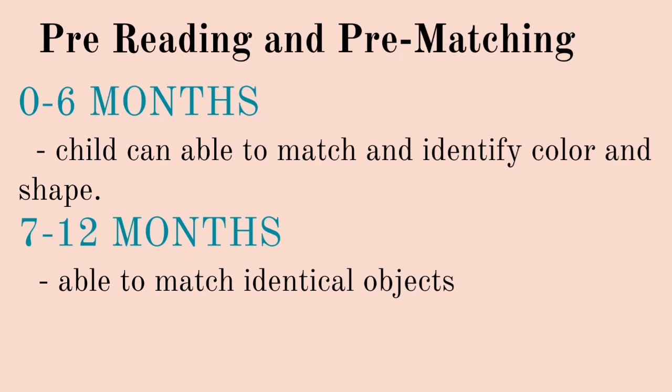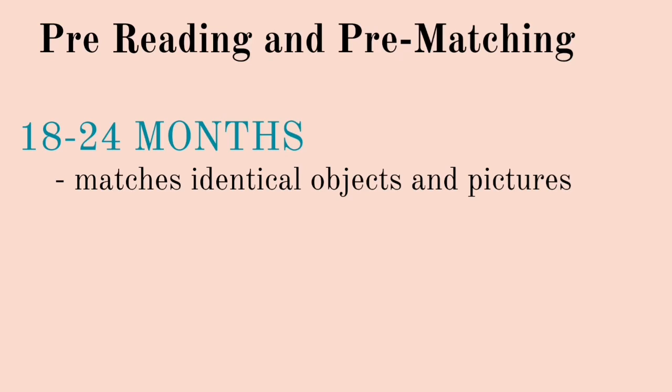Pre-reading and pre-math. The child is able to match and identify colors and shapes. From 7 to 12 months, they are able to match identical objects. 19 to 24 months, they can match identical objects and pictures.